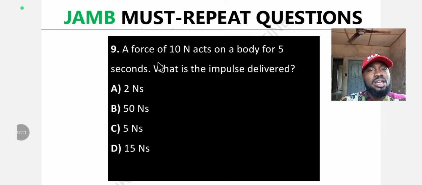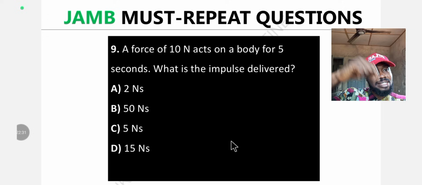Question 9. A force of 10 Newton acts on a body for 5 seconds. What is the impulse delivered? A. 2 Newton seconds. B. 15 Newton seconds. C. 5 Newton seconds. D. 15 Newton seconds. Drop the answer in the comment section.